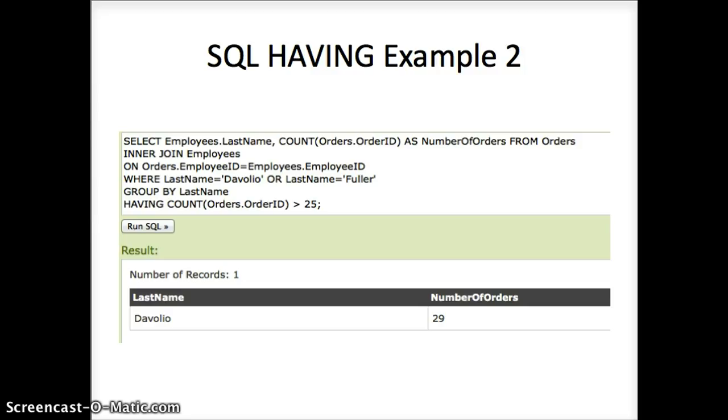If we want to find out whether the employees Davolio or Fuller have more than 25 orders, we can add an ordinary WHERE clause to the SQL statement. SELECT Employees.LastName, COUNT(Orders.OrderID) AS NumberOfOrders FROM Orders INNER JOIN Employees ON Orders.EmployeeID = Employees.EmployeeID WHERE LastName = 'Davolio' OR LastName = 'Fuller' GROUP BY LastName HAVING COUNT(Orders.OrderID) > 25.